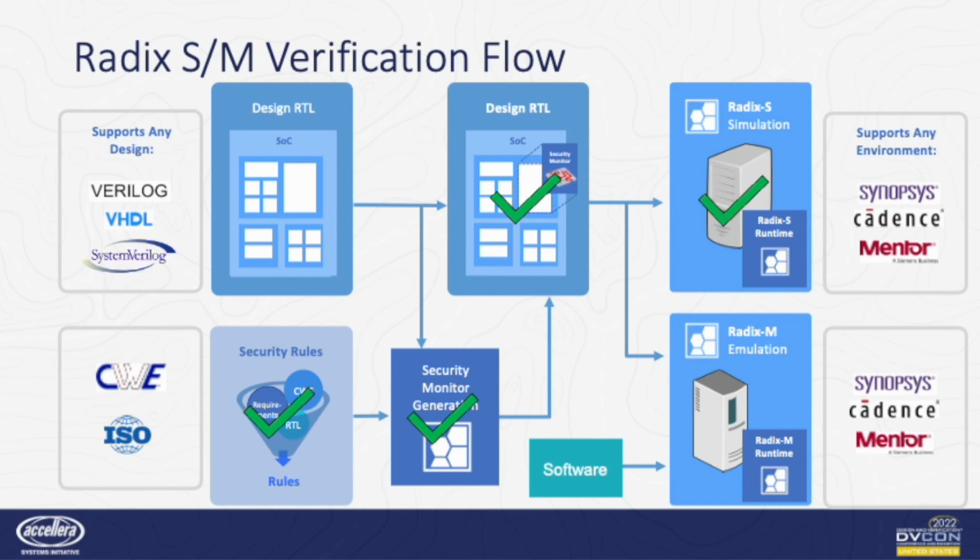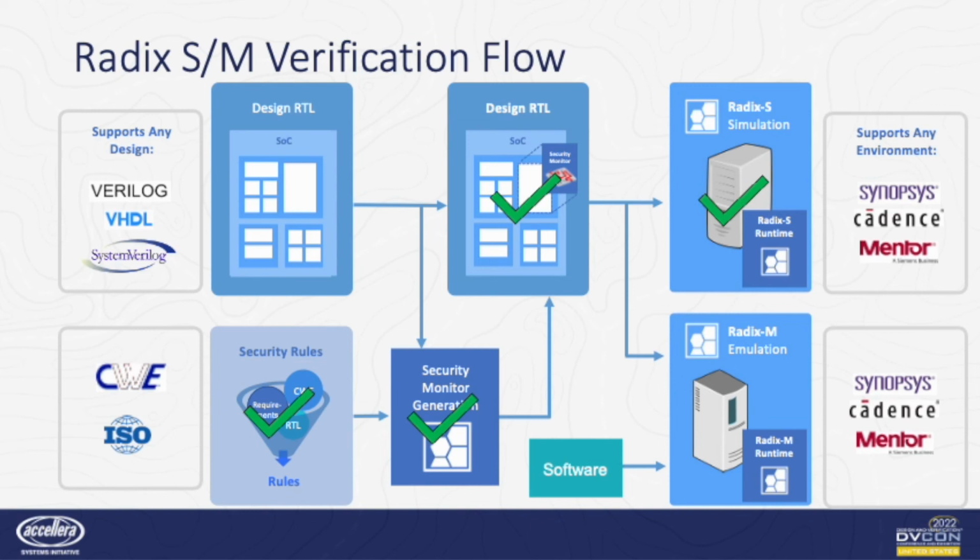Going back to our Radix flow diagram, I want to say that we have created our security rules, and I'm going to skip over the steps in which we've created the security monitor, the design RTL, and run in simulation, because the scripts were shown in the first example, and we pretty much run the same script, except that now we run it with a different rule.